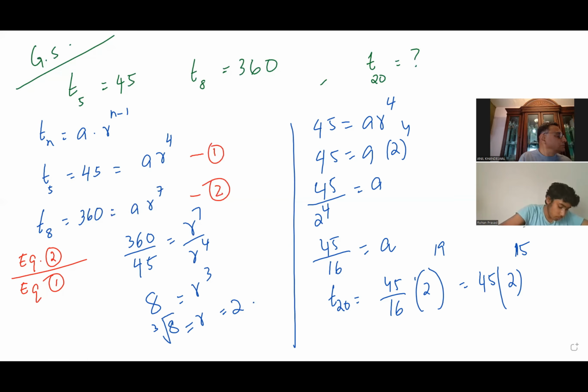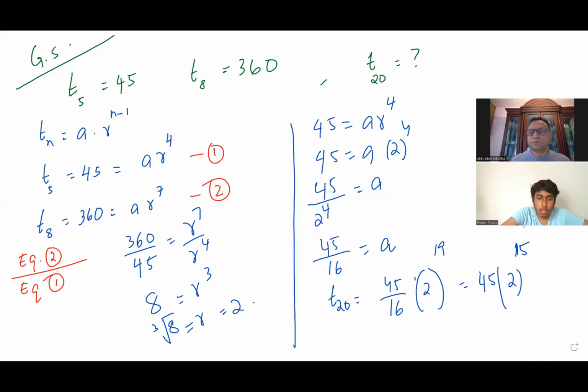Sir, I got T20 equal to 1,474,560. Yeah, it could be. 2 to the power of 15 is a very big number. Correct? So we could write this in exponential form also. You're right.